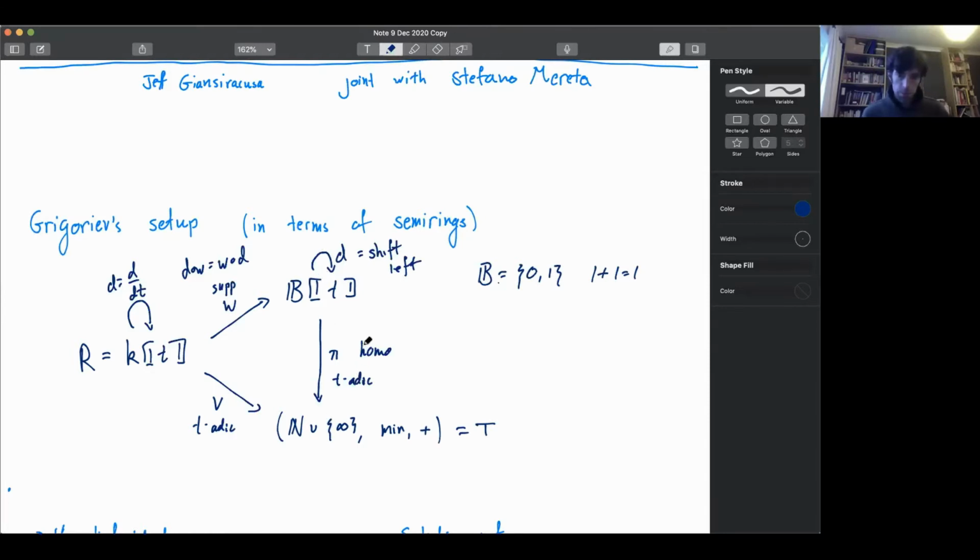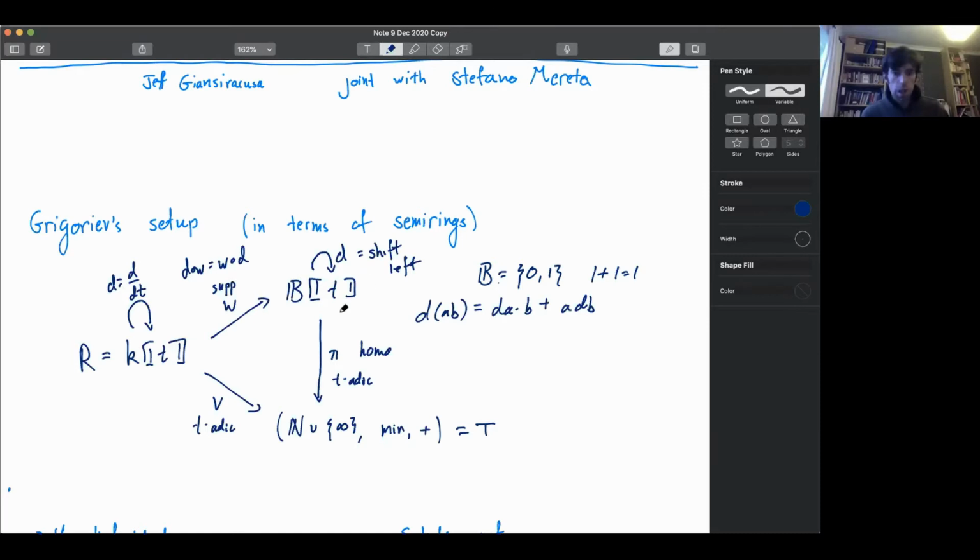Now, one thing I want to emphasize is that down here, there's no differential. And up here, we do have this shift left differential. And pi is a homomorphism of semirings, but it completely forgets about the differential up here. Now, the differential up here satisfies this nice Leibniz property: D of AB is equal to D of A times B plus A times D of B. And we're going to come back to this and modify it a little bit later on.